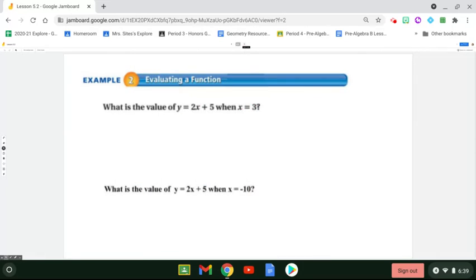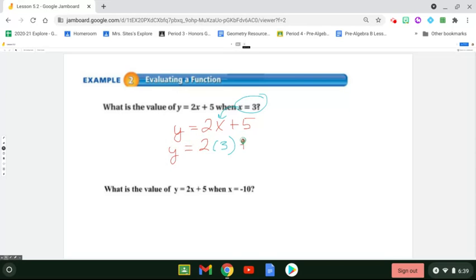Another thing that you might be asked to do is to evaluate a function. The word evaluate basically means plug it in. So if I have the function rule y equals 2x plus 5, I need to evaluate the function when the input, or the x, equals 3. All I'm going to do is plug in the x value when x equals 3 to figure out what the output, or the y value, is.